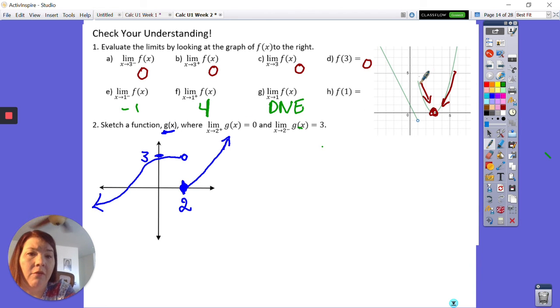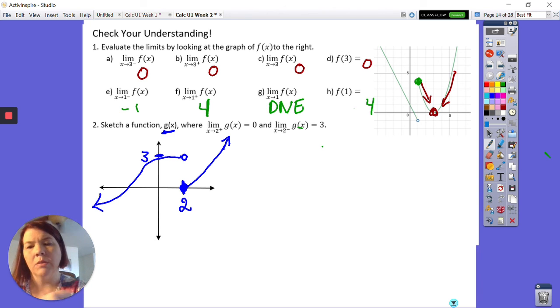And then f of 1 is this one, because that's an open circle. So f of 1 is 4. And we'll get into what that means a little while later. But you can see the graph jumped. That was a good sign that it wasn't going to exist. Okay. So there you go.